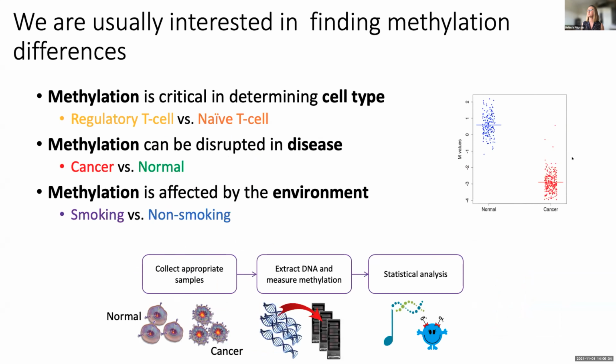So this is an example of just one CpG site. Here are some cancer samples and here are some normal samples, and you can see a clear shift between the normal and cancer samples for this particular CpG. And methylation is also affected by the environment. The most common example is smoking versus non-smoking. Smoking can alter your DNA methylation profile.